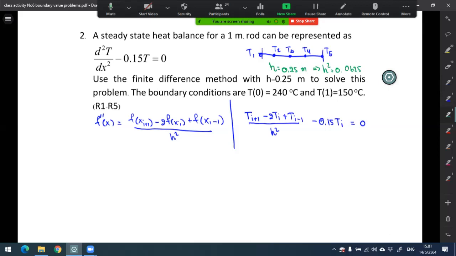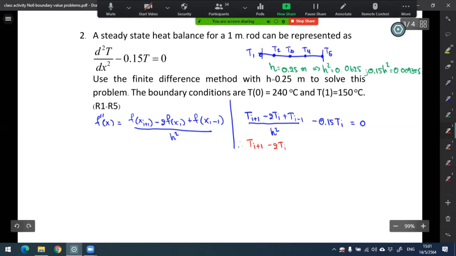So from this equation, if we multiply 0.15 by h squared, it becomes 0.009375. So we can rearrange this equation to be T_{i+1} minus 2 T_i plus T_{i-1} minus 0.009375 T_i equal to 0.